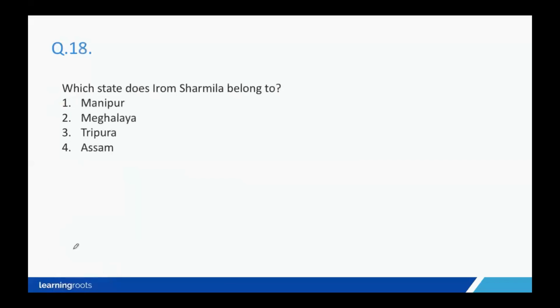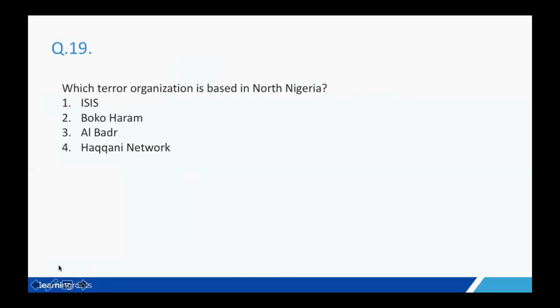Okay, Irom Sharmila, which state does she belong to? So Irom Sharmila is also known as the Iron Lady. Okay, she is an activist. She belongs to the state of Manipur. Fine. Coming to the next one, which terror organization is based in North Nigeria? So the answer for this is again Boko Haram.